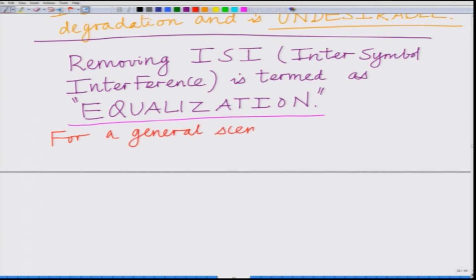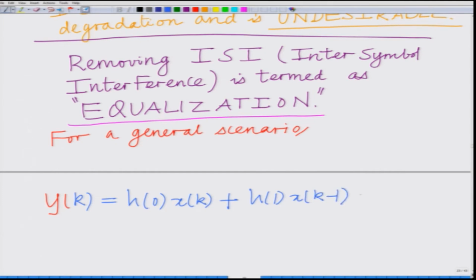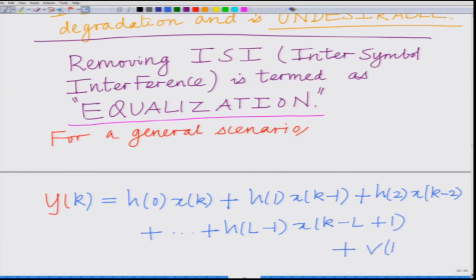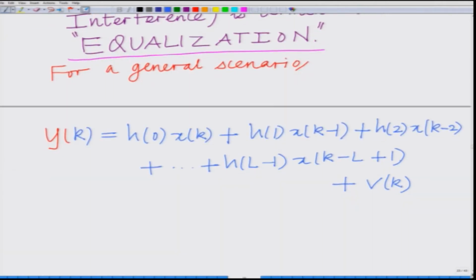a general scenario, I can have yk equals h0 xk plus h1 xk minus 1 plus h2 xk minus 2 plus so on, hl minus 1 xk minus l plus 1, plus vk, correct. Therefore, you have L channel taps.